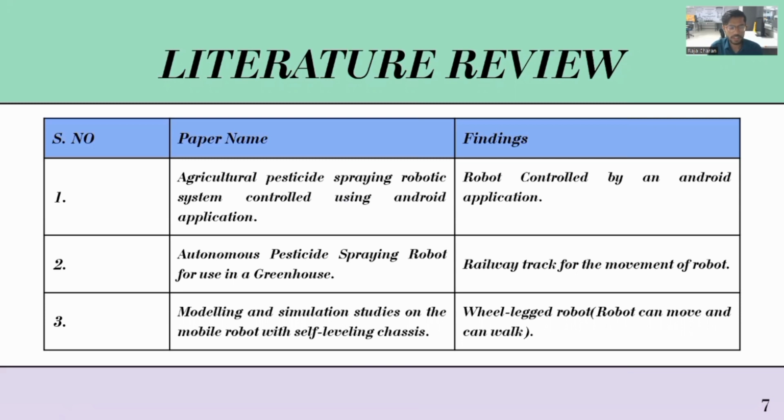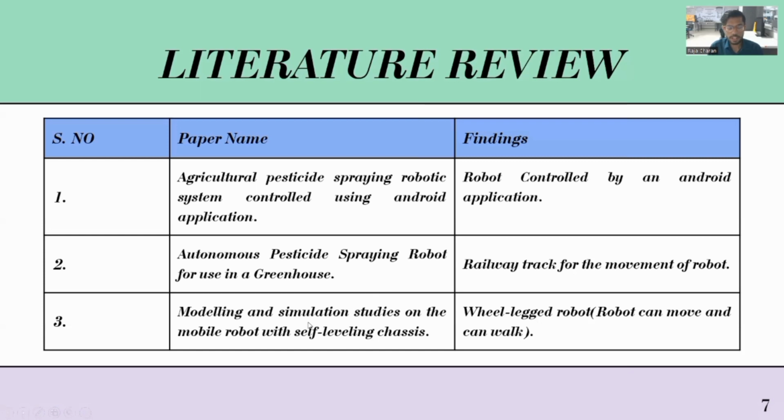And the other paper that we found is autonomous pesticide spraying robot for use in a greenhouse. This is an autonomous robot, and in this project we find that the robot is moving on a railway track. So this is an autonomous robot. This cannot be controlled remotely.